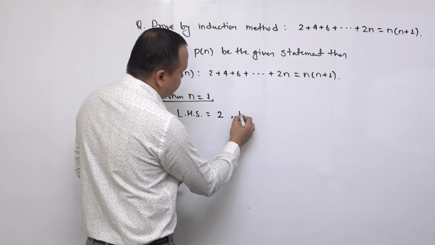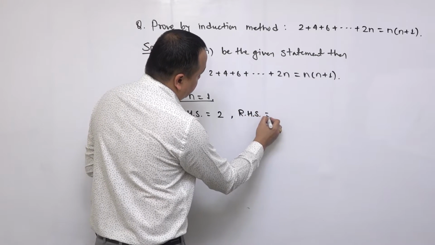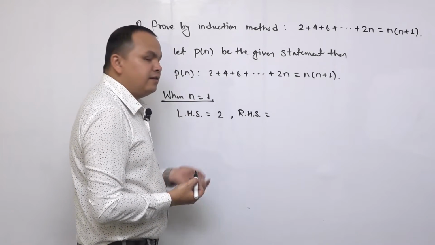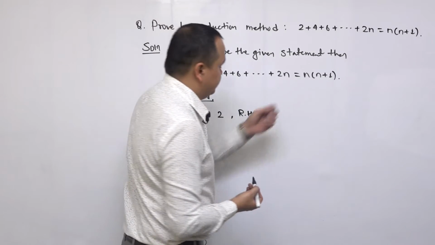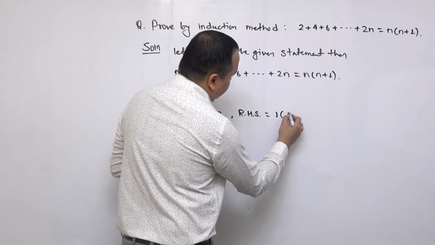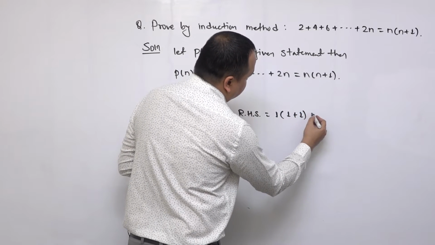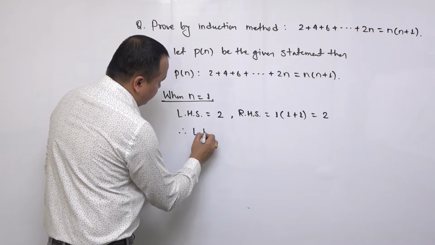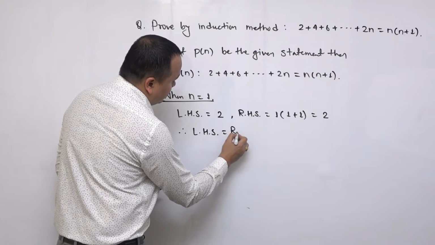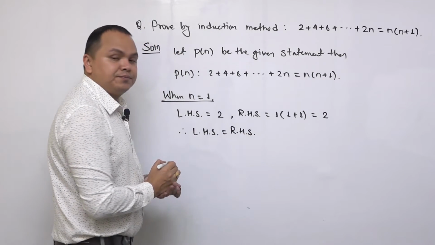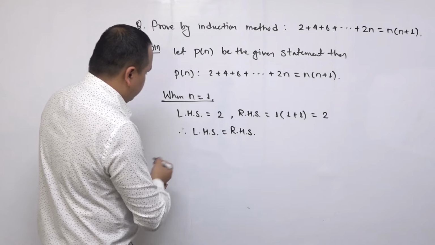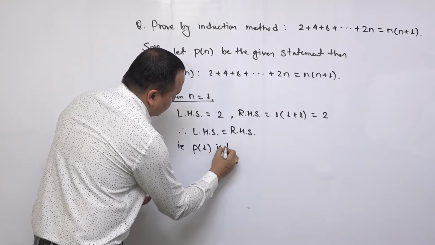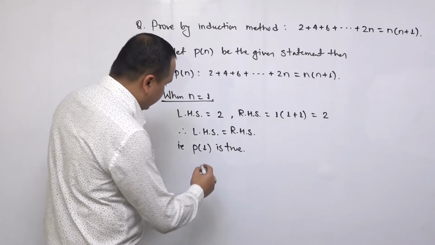The right hand side, put n is equal to 1, the right hand side is 1 times 1 plus 1, which is again 2. Therefore, left hand side is equal to right hand side. That is, P1 is true.